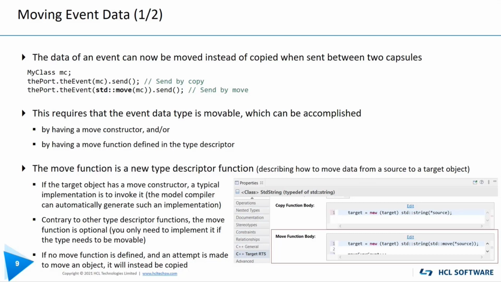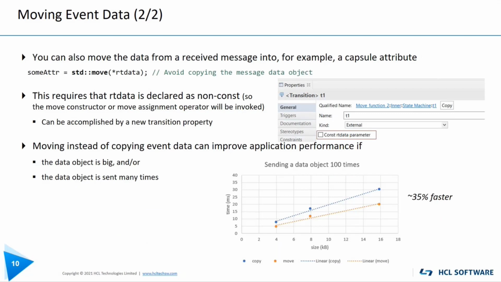So this is for when you're sending the event. Then you also sometimes want to move the event data when you're receiving the event, for example in a transition function. You may want to move it into a capsule attribute so you can use it later. In the same way, you can use std::move for the RT data to avoid the copying, but that requires that RT data is modifiable, so it cannot be declared as const. To accomplish this, we have introduced a new property on transitions called const RT data parameter, which you can uncheck if you want the RT data parameter to be non-const.